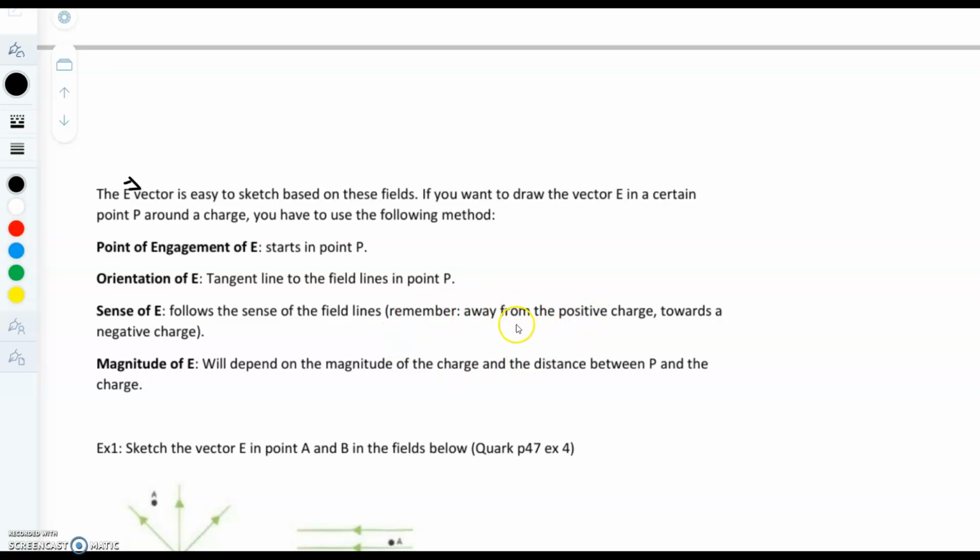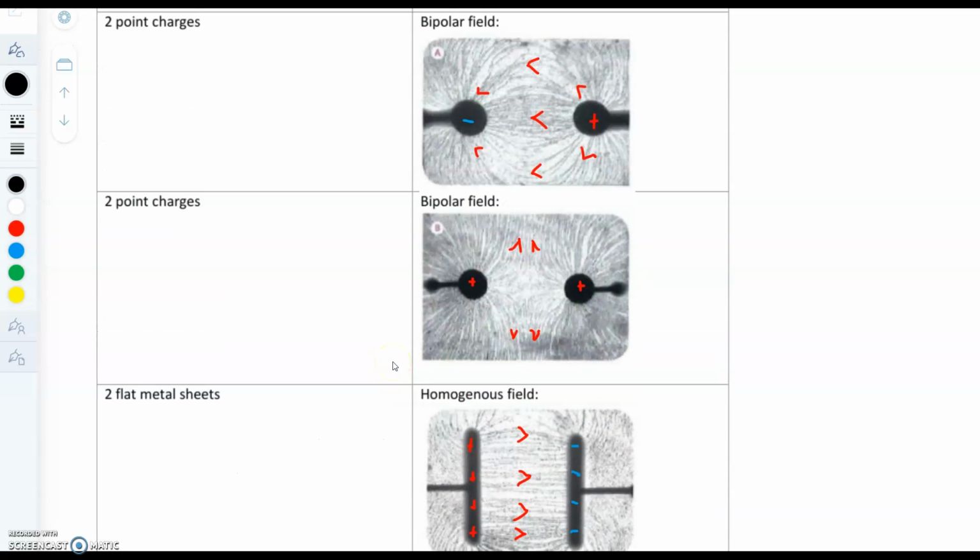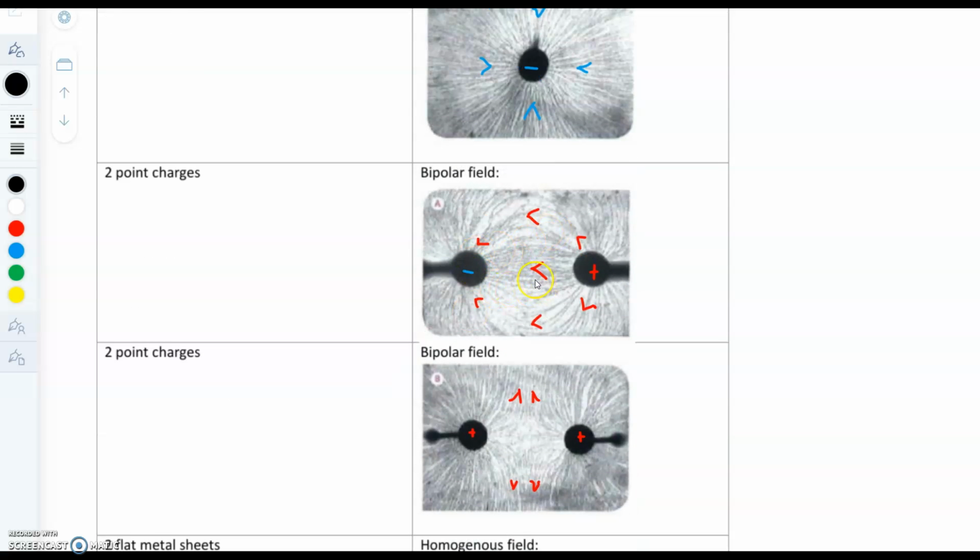And as I said, that has to be given. It's away from a positive charge and towards a negative. And the magnitude of E will depend on the magnitude of the charge and the distance between P and the charge in this case. However, you can write this down as well here if you want to. A good estimate can be made by how dense the field lines are. What do I mean by that? Well, if I scroll back to this situation here, in this area, the field lines are a lot less dense than they are here.